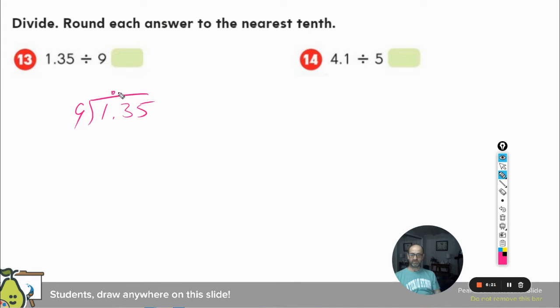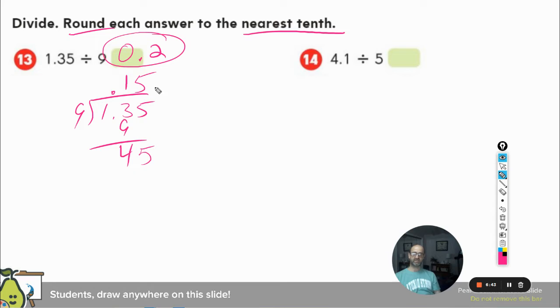Set it up as a regular division problem. Place that decimal, then ignore it. 13 minus 9 is 4. Bring down the 5. 9 goes into 45. Stop. And I'm going to stop right here because I'm rounding to the nearest 10th. Once I get a digit in the 100th place, in this case it's a 5, I know I'm going to round that 1/10 up to 0 and 2/10. So even though this is going to be the exact answer right here, that's an arrow by the way, that's the exact answer, this is the answer rounded to the nearest 10th.